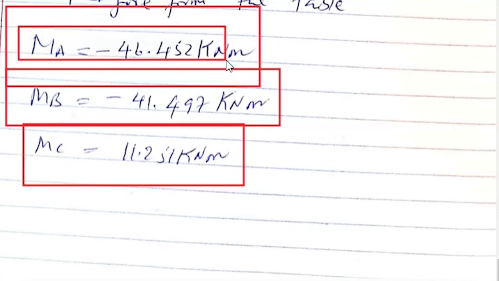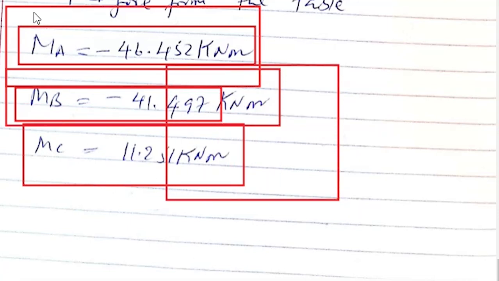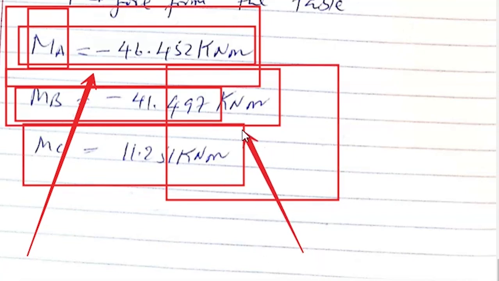Means taking the moment at point A, you can get the reaction at point B, and taking moment at point B, you can get the reaction at point A, or the summation of the vertical load is equal to 0 at equilibrium. You can have two equations, which is simultaneous equations, in which you can calculate the reaction at A, and then you can substitute the value to calculate the reaction at B.